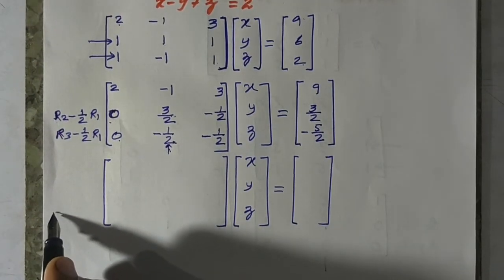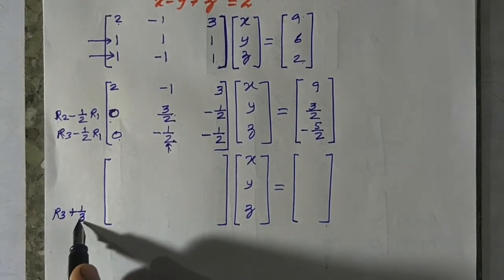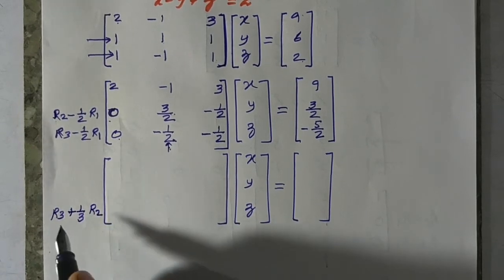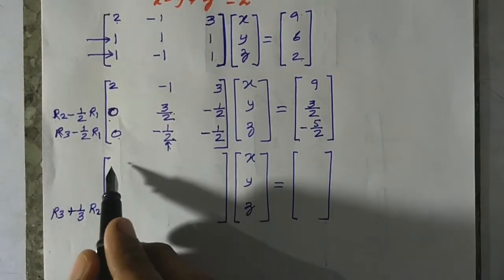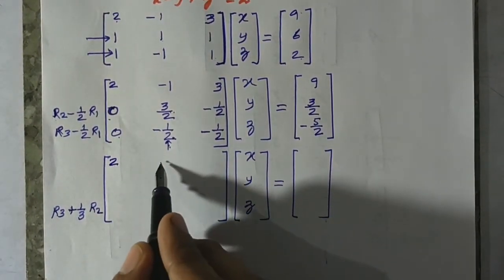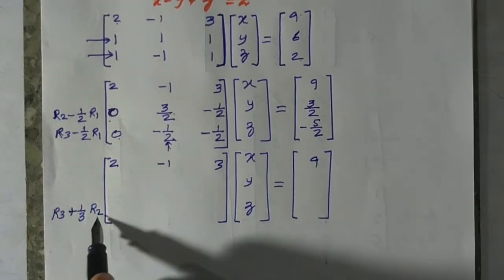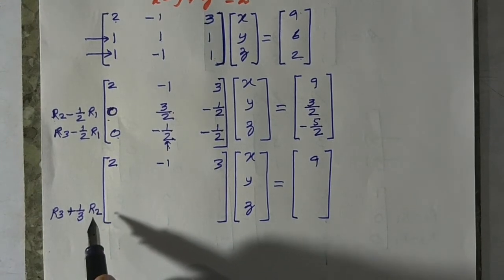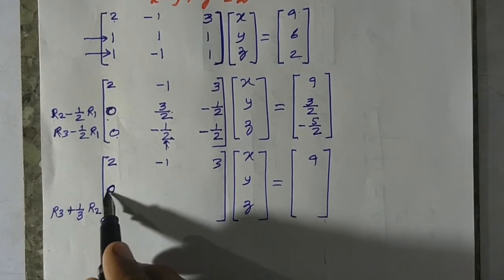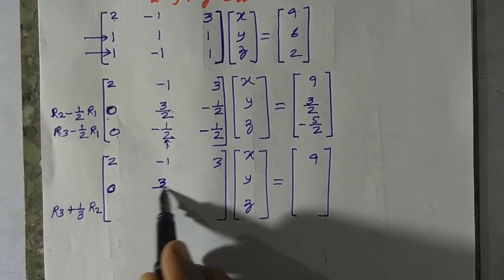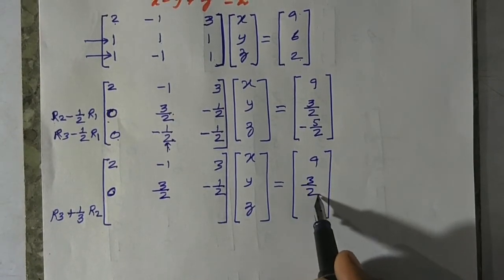So the operation should be R3 plus 1 upon 3 R2. Since we are not performing any operation on R1, R1 should not be changed. So write down first 2, minus 1, 3, 9. And R2 we are using as operator, and operator never changes, so write down operator as it is: 2, 0, 3 upon 2, 1 upon 2, 3 upon 2.